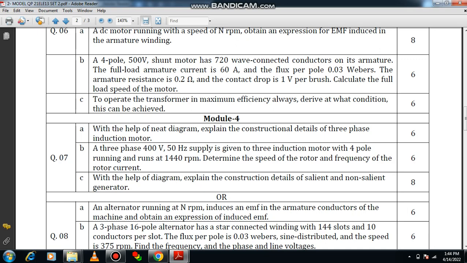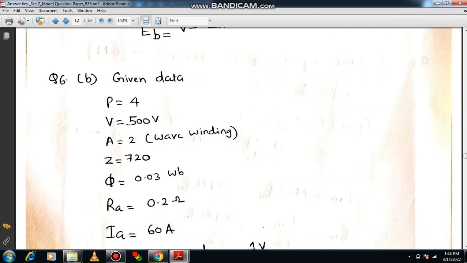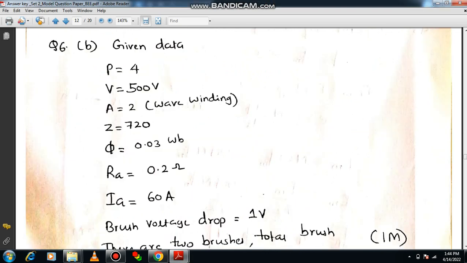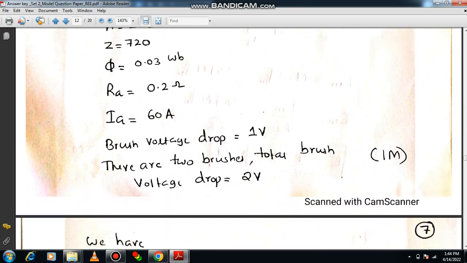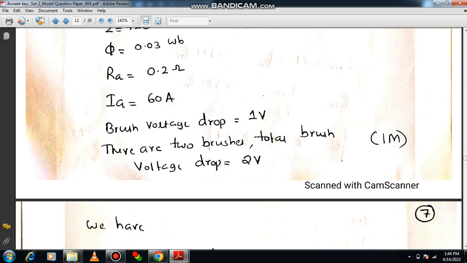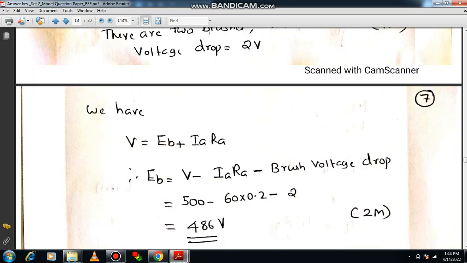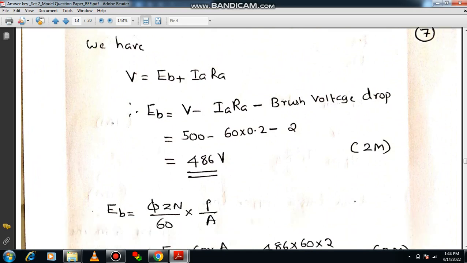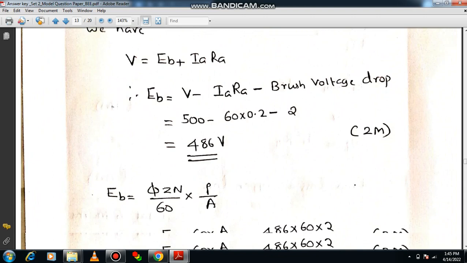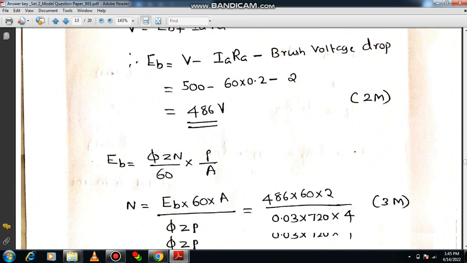First of all, please note down the given data with the relevant diagram. That is important. What I did is, I have written the given data. Please copy this down. RA, phi, Z, everything you have to note down. Brush voltage drop is 1 volt per brush. There are 2 brushes, so I consider it as 2 volt. Then we have the formula V is equal to EB plus IARA. From this you compute the value of EB, that is 486 volt.